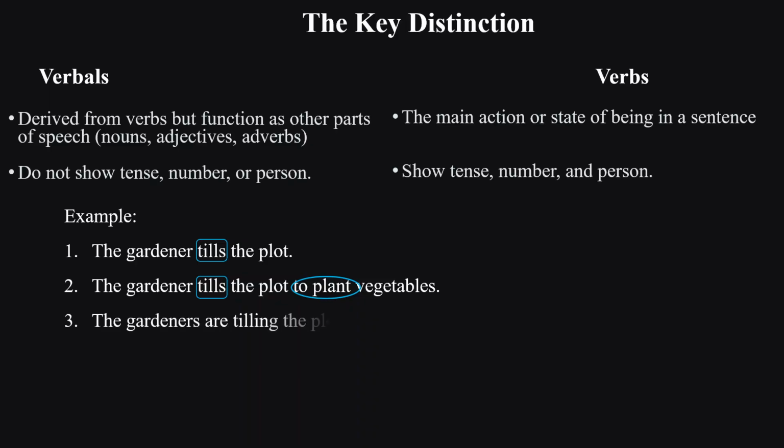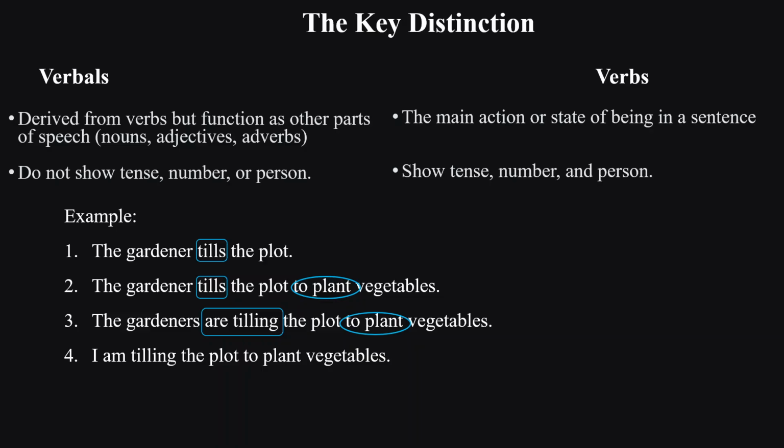Then, let's have a look at sentence number 3. The gardeners are tilling the plot to plant vegetables. Now, the verb has changed its form to are tilling with the change of tense to present continuous. But the verbal to plant does not change at all. Similarly, in sentence number 4, the verb has again changed its form to some tilling with the change in person to first person singular. Still, the verbal to plant does not change its form. This is the difference between verbs and verbals.